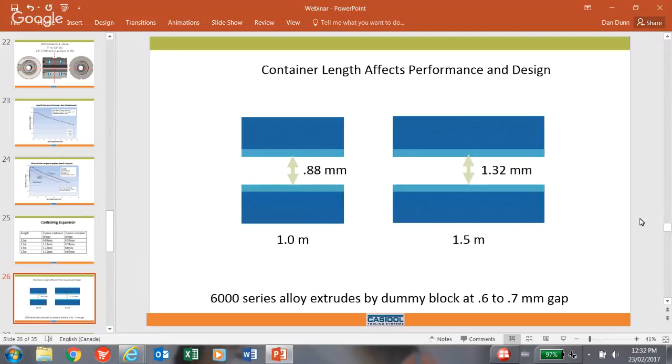Let's continue. If we look at that 0.88 millimeters at 1 meter, and we look at the 1.32 millimeters at 1.5 meters, 6000 series alloys extrude by the dummy block at 0.6 or 0.7 gap. We have a problem.